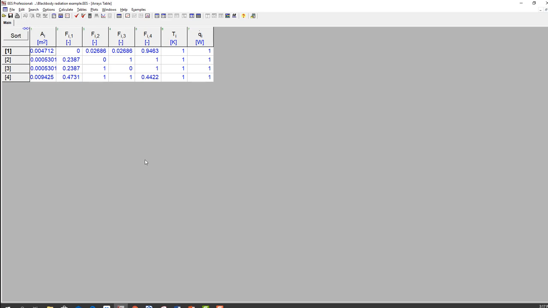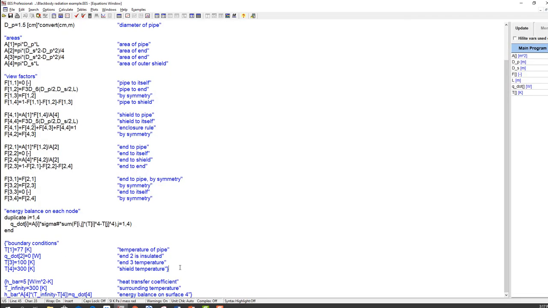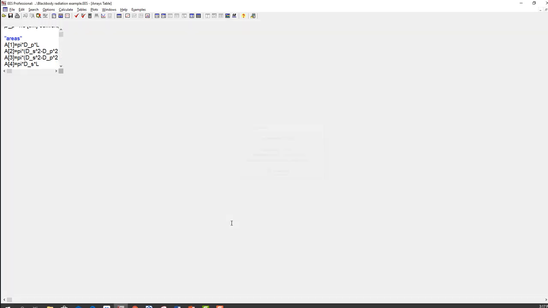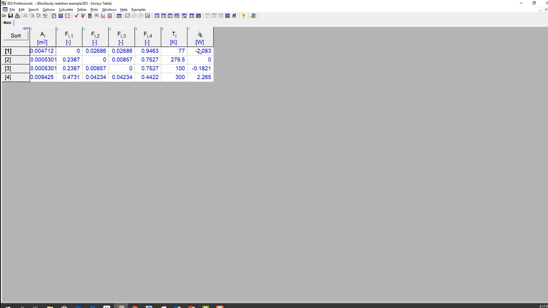So if I go back here and implement those boundary conditions, which I did right here, now I should have enough equations and enough unknowns, and if I hit solve, I'll get a solution, right? And if I go look at it, you'll see that now every place that I set a temperature, my solution predicted a heat transfer rate. Every place that I set a heat transfer rate, my solution predicts a temperature. So, for example, that inner pipe that was 77 Kelvin, the net heat transfer from that inner pipe due to radiation is minus 2.1 watts.